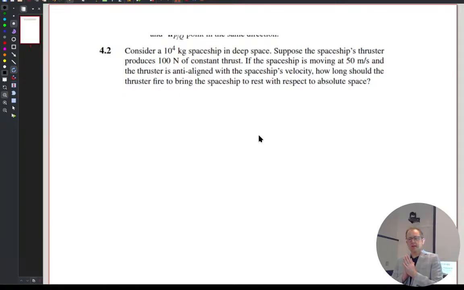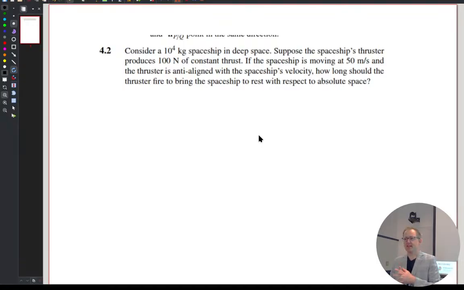All right, deep space. Our spaceship is 10,000 kilograms. The thruster is creating 100 newtons of constant force, constant thrust. If the spaceship is moving 50 meters per second and the thruster is anti-aligned with its velocity, how long should we fire to bring the spaceship to rest before absolute disaster in deep space? Sometimes they leave things out of the textbook. But, so what do we think?